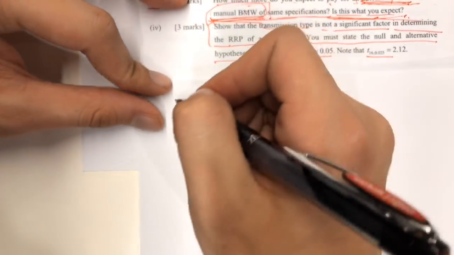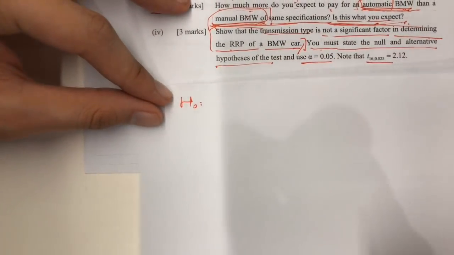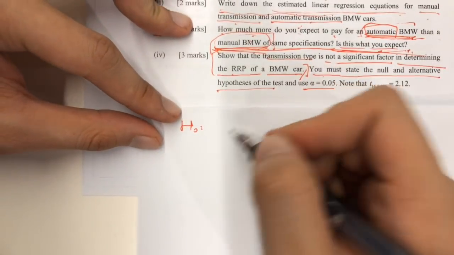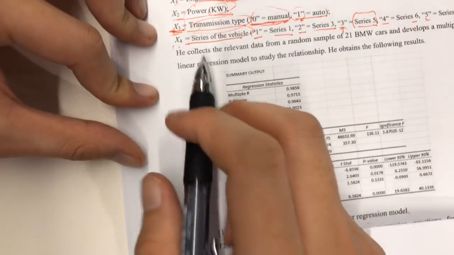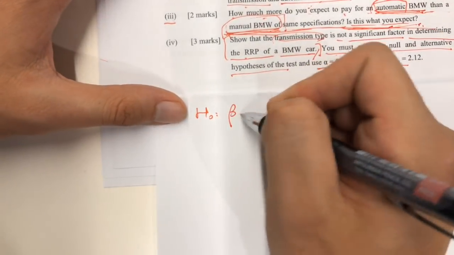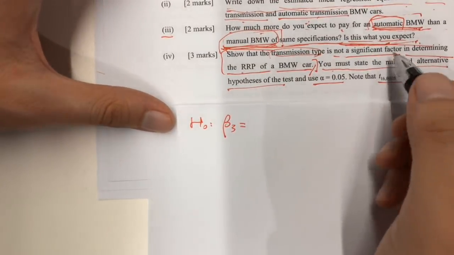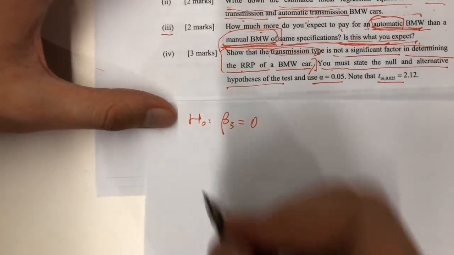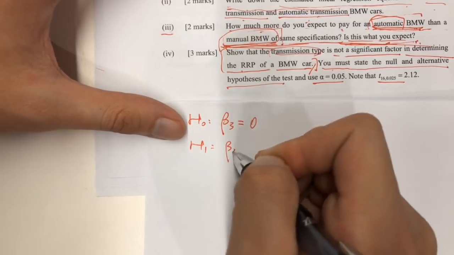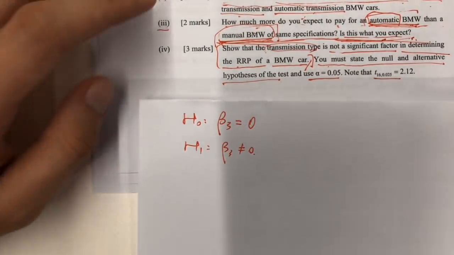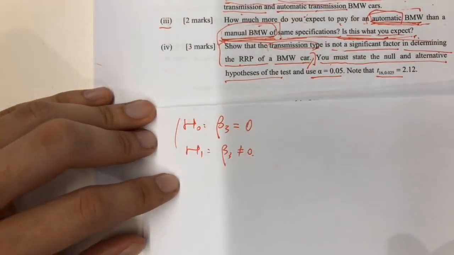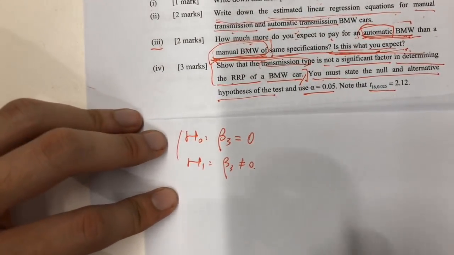Okay. So here we need to state the null hypothesis, which is what? Which beta? We're testing on transmission type. So transmission type is X3. So in this model it is beta 3, right? So we need to test whether beta 3 is a significant factor, so whether it is 0 or not. Is that right? So this is quite easy, I guess. So that's all about the null hypothesis and the alternative hypothesis.